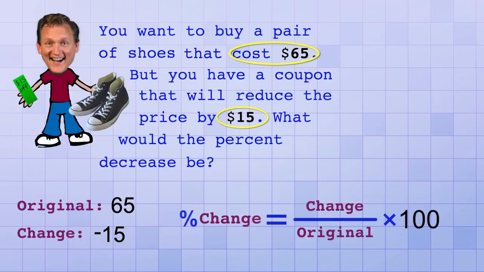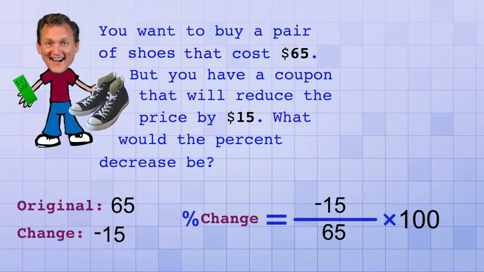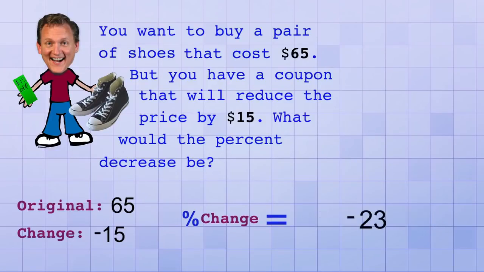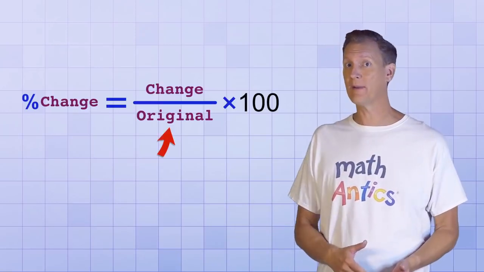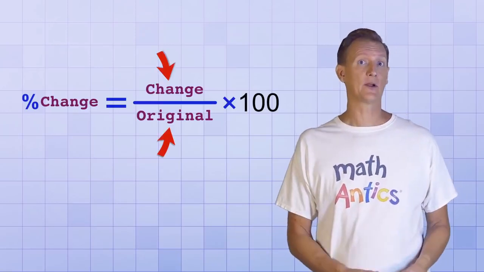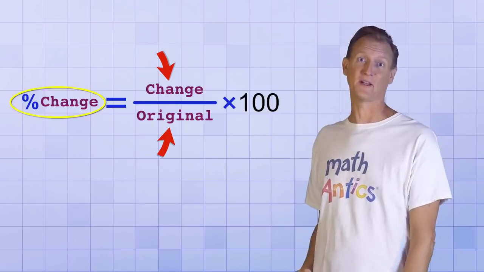That gives us percent change equals negative 15 divided by 65 times 100. Again, using a calculator, negative 15 divided by 65 equals negative 0.23, rounded off to 2 decimal places. And negative 0.23 times 100 equals negative 23. So the coupon will decrease the price of the shoes by 23%. Okay, so if you're given an original amount and told how much that amount changes, it's really easy to calculate the percent change using this simple formula.